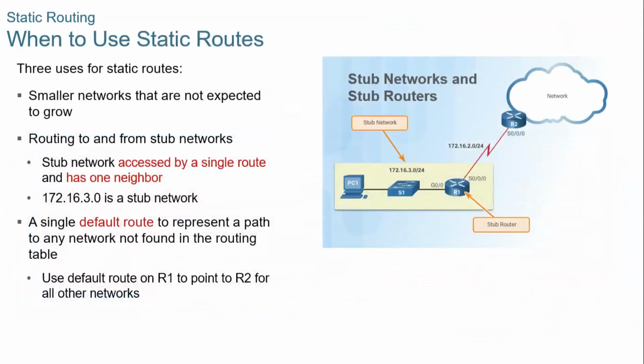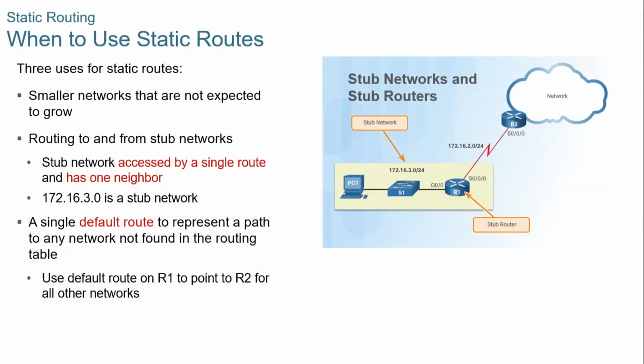So when do you use static routes? There are three uses for static routes. One, when it is a small network that is not expected to grow. It's very small. So let's say you created a little network between your friends. That is not going to expand, so you can use static routes.